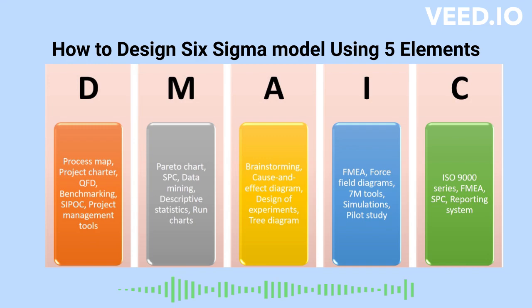7M tools. This tool consists of affinity diagrams, interrelationship diagrams, tree diagrams, process decision program charts, matrix charts, prioritization matrices, activity network diagram.